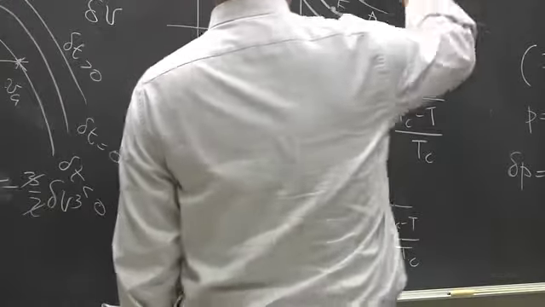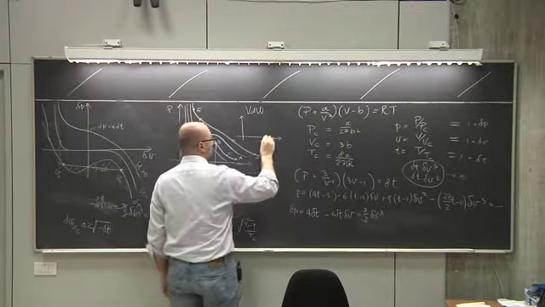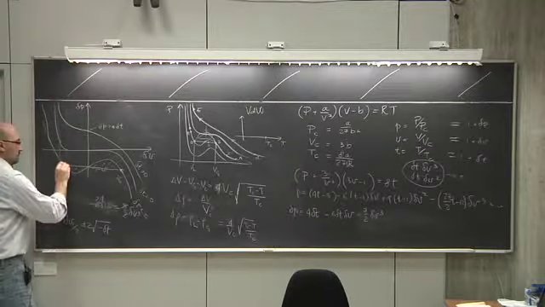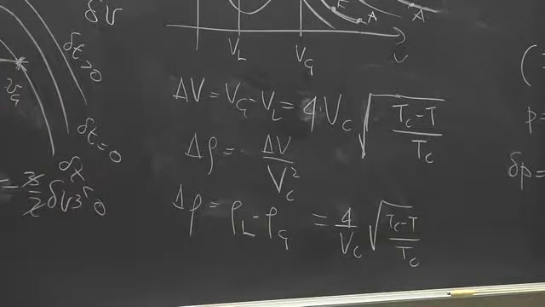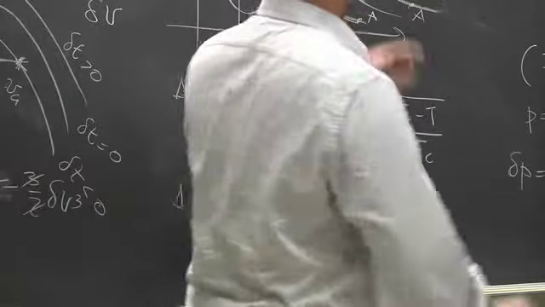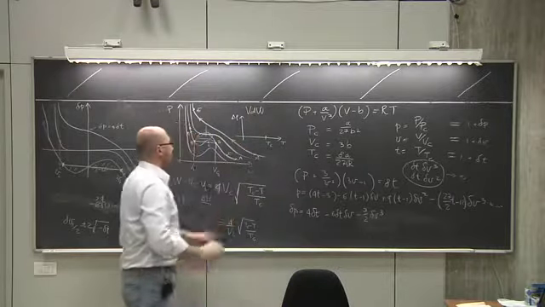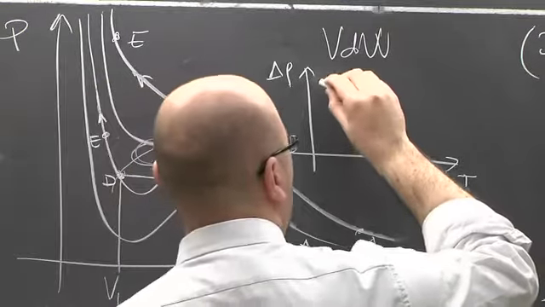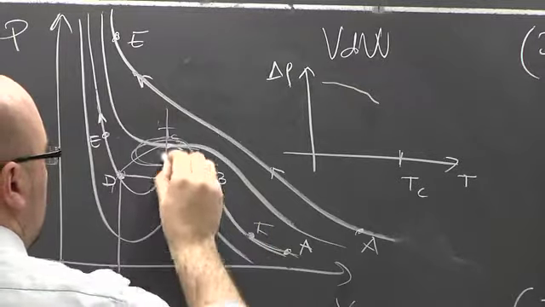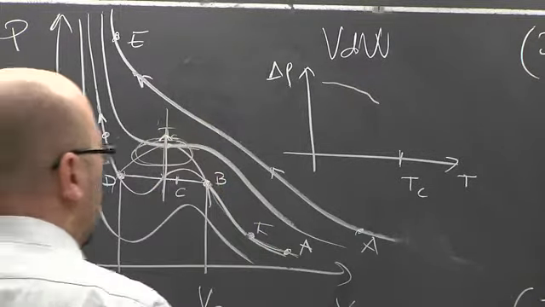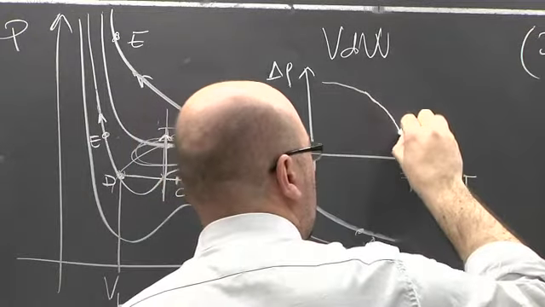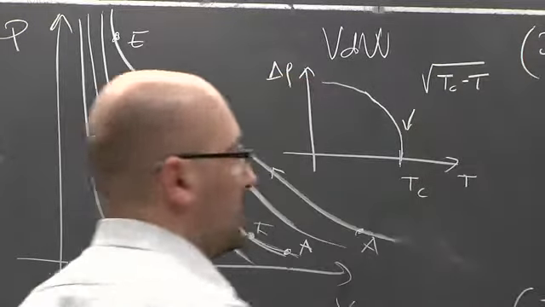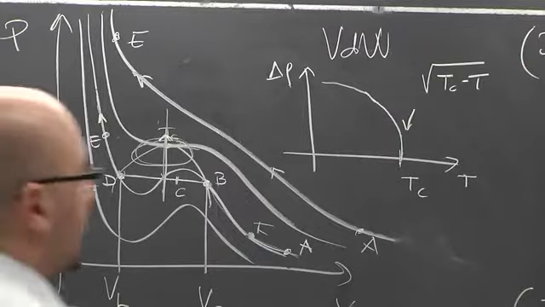So if I plot the change in the density, the difference in density between the liquid and the gas phase, this goes to 0 if I increase the temperature in this direction, okay, and then goes to 0 at T critical, like a square root, with the coefficient in front, which is not important, and then stays 0.